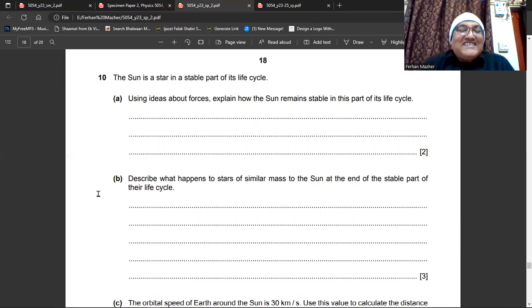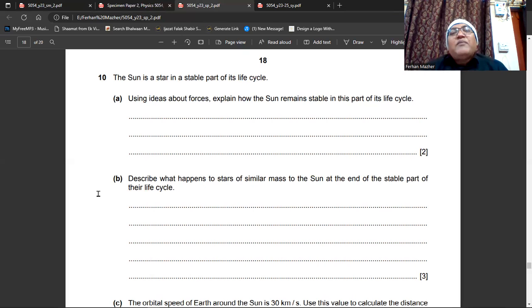The sun is a star in a stable part of its life cycle. The stars have life cycles, and the sun is right now in the stable part of its life cycle.